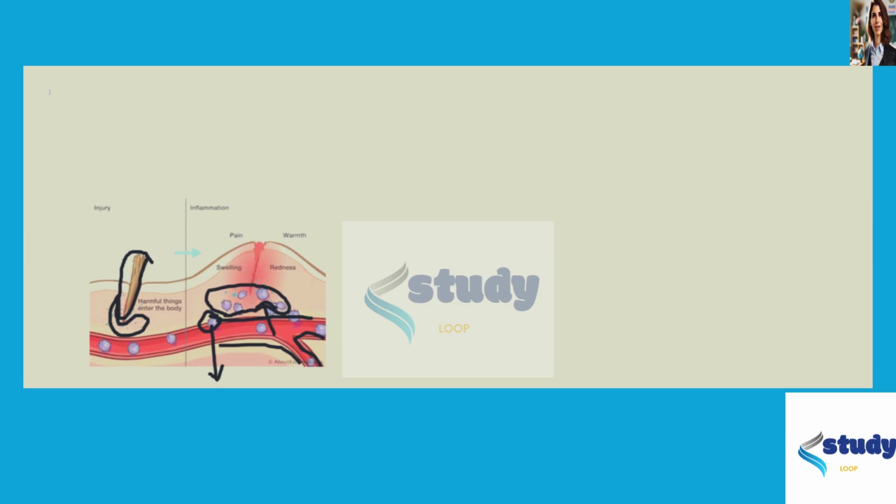B says during inflammation, all blood cells retreat from the site of infection in order to protect the circulatory system from pathogen infection. So the key word here is all blood cells. It is not all blood cells that retreat from the site of infection to protect the circulatory system. Blood cells, like white blood cells, do not retreat from the site of infection. They actually aggregate around the site of infection. So that is incorrect.